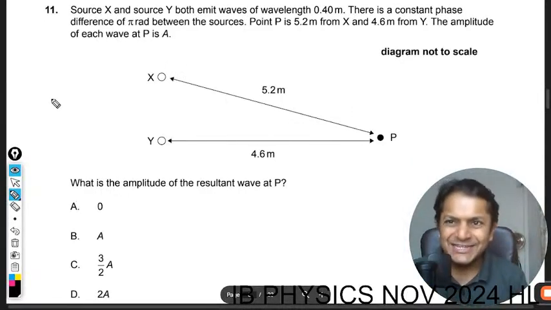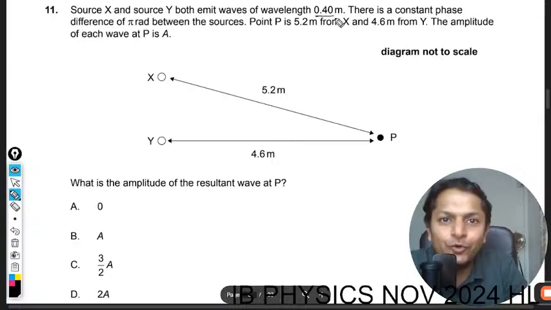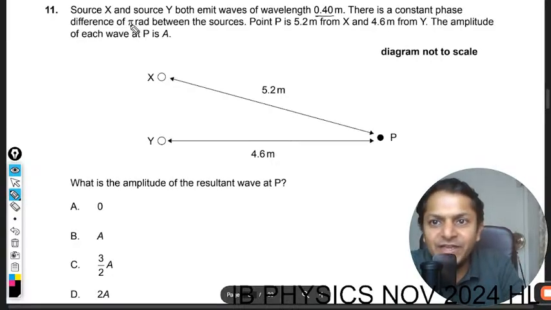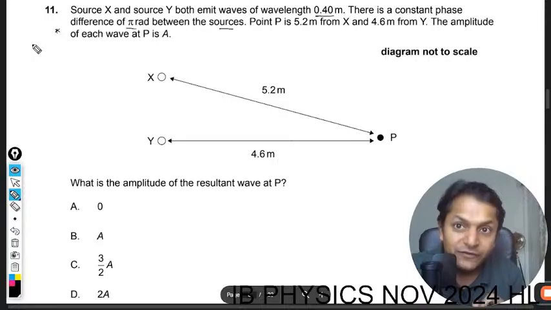Okay, dear student, let's see how to do this question. Source X and source Y both emit waves of wavelength 0.4 meter. There is a constant phase difference of pi between the sources. There has never been this kind of question earlier in IB physics. So this is the first time I'm doing this kind of question for IB. So this is going to be different.